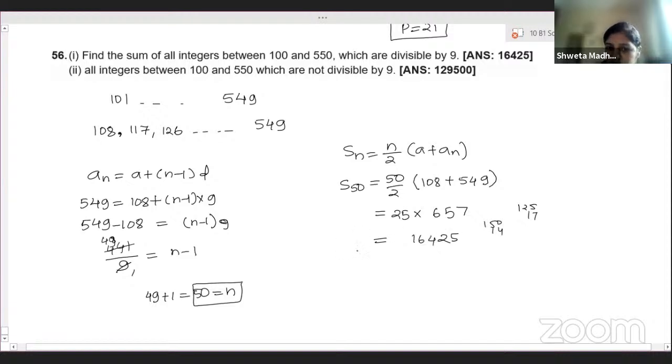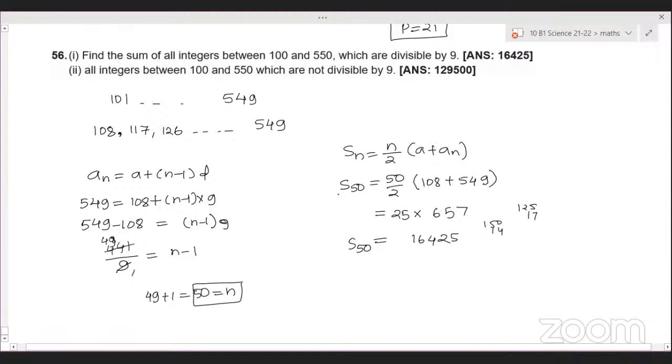16425 is the sum of numbers which are divisible by 9. Now how to find out the sum of numbers not divisible by 9? You have to find out the sum of all the terms between, that is from 101 to 549, and from that you have to subtract the sum of these 50 terms, the numbers which are divisible by 9. Then you will get the remaining sum.